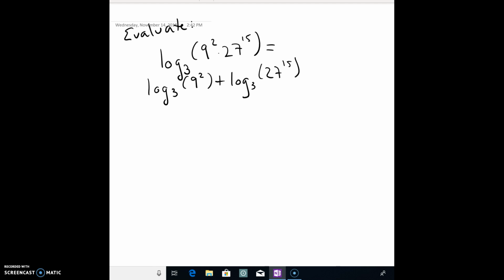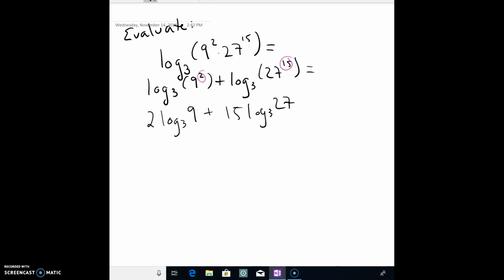Now we also remember in logarithms that exponents act like multiplication. So I see two exponents here. We have an exponent of 2 here, and we have an exponent of 15 here. So we can bring those exponents to the front of the expression and rewrite each one of these as 2 log base 3 of 9 plus 15 log base 3 of 27.